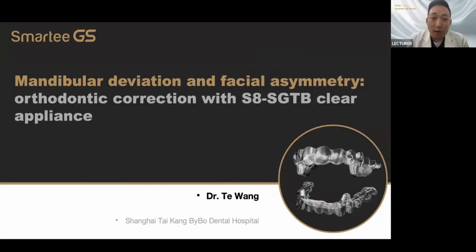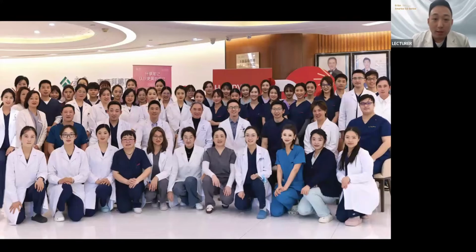I'm from Shanghai, China, and Taikang Bible Dental Hospital, and I'm one of Professor Shen's team. As you can see here is a big picture of our team on the Chinese New Year. In the middle with the gray hair, the gentleman is Professor Shen Gang. Our team now has six orthodontists and two general dentists, and more than 20 orthodontic assistants and more than 30 nurses. That's the whole picture of our team.